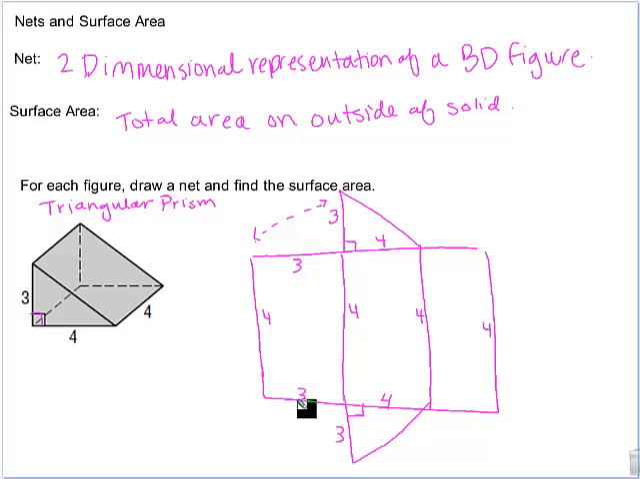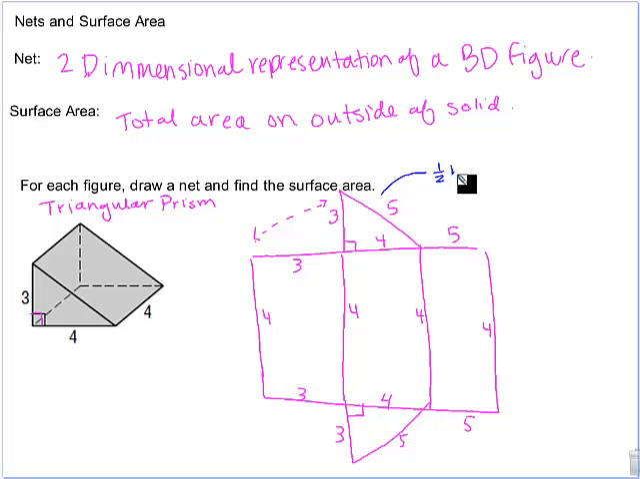Oh, and now we're missing a length. How do we know that's 5? It's a 3, 4, 5 triangle. So now if this is 5, when we fold it up, that other rectangle will have to be 5, and same thing on the other side. So now we have all the sides labeled. Now we just want to go through and find the area of each individual figure. So a triangle, how do we find the area of a triangle?